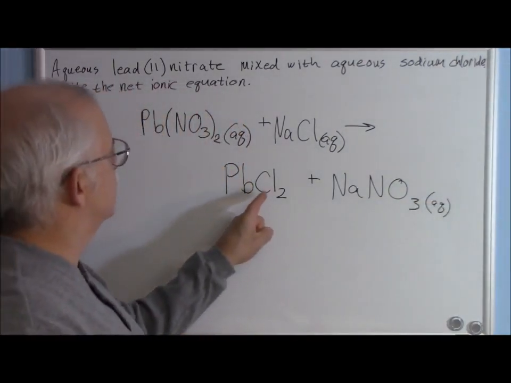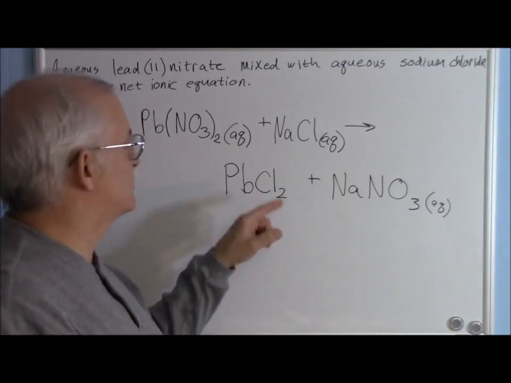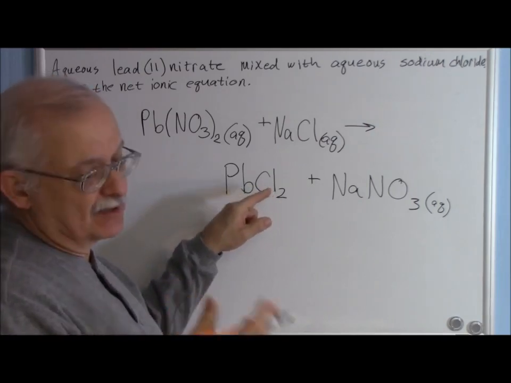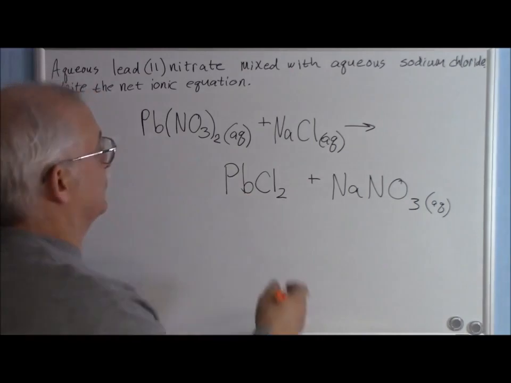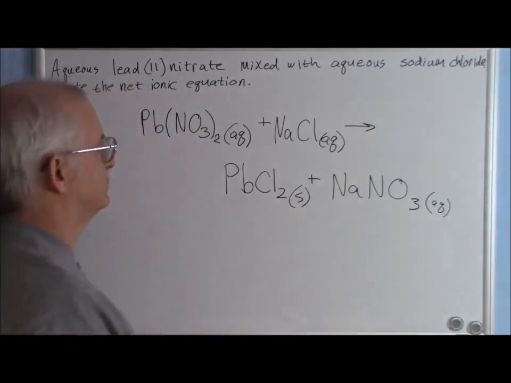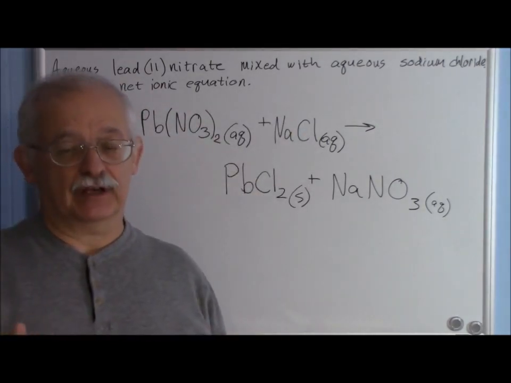We're not really sure about lead chloride, so we could refer to that table in the textbook that says all chlorides are soluble except silver, lead, and mercury. And there it is, lead. So we know that is a solid. It is not soluble in water. So that would be what I would call the skeleton equation.